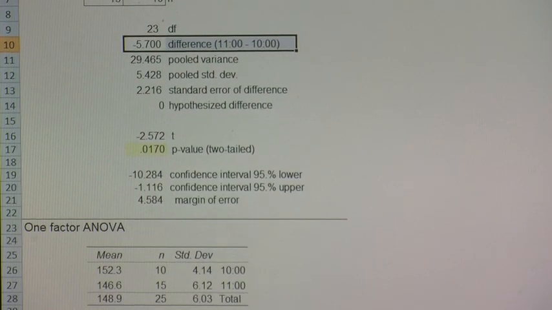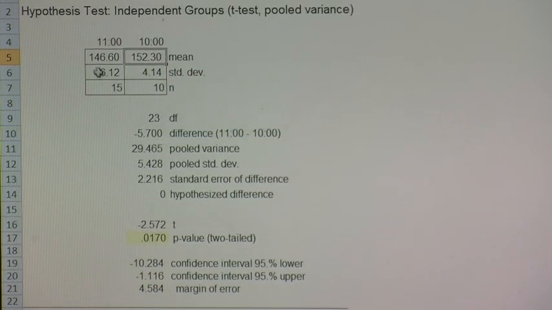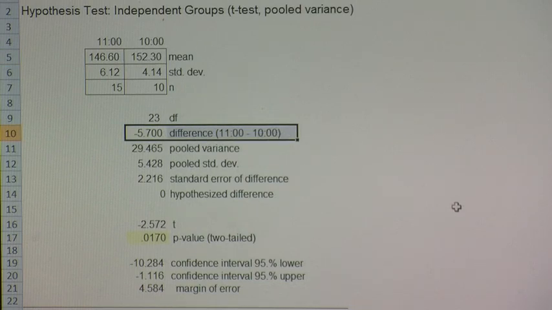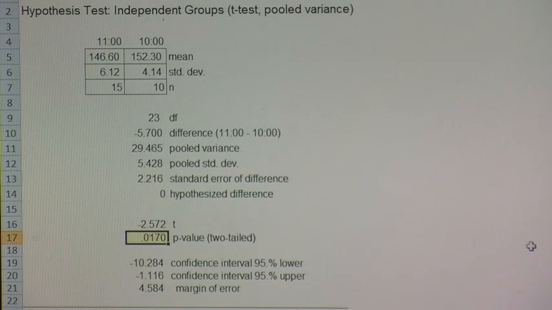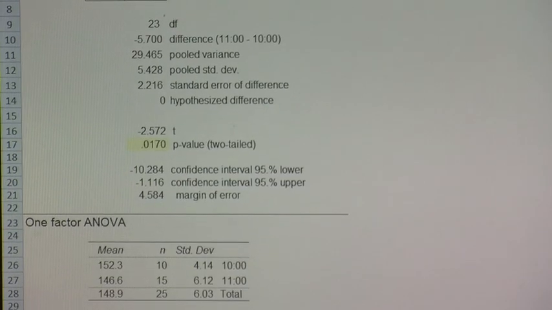And that is derived from 152.3 minus 146.6, which is equal to 5.7 points. Since we got a small p-value, we reject the null hypothesis, and we conclude that the 10 o'clock students scored higher than the 11 o'clock students, and we would draw the same conclusion down here.